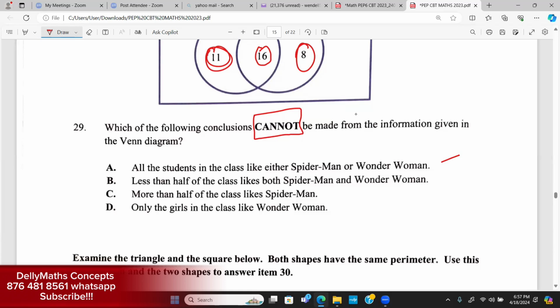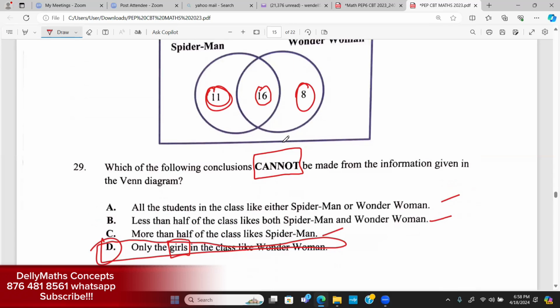Less than half of the students in the class like both Spider-Man and Wonder Woman. We can know that. More than half of the students like Spider-Man. We can know that by looking at the data. Only the girls in the class like Wonder Woman. No, we don't know anything about girls or boys. We don't know who likes what. We cannot tell this. This is the answer. We can tell everything else, but we can't answer this because none of this was telling us whether it's a girl or a boy that liked it.